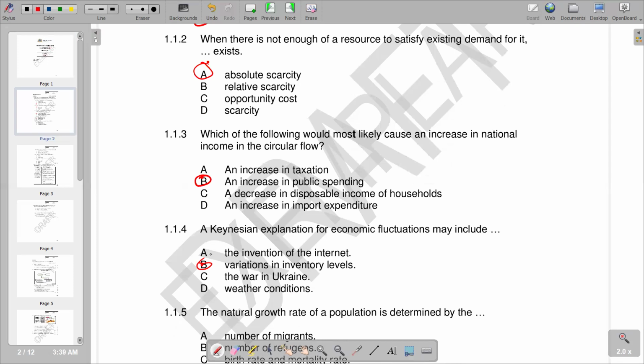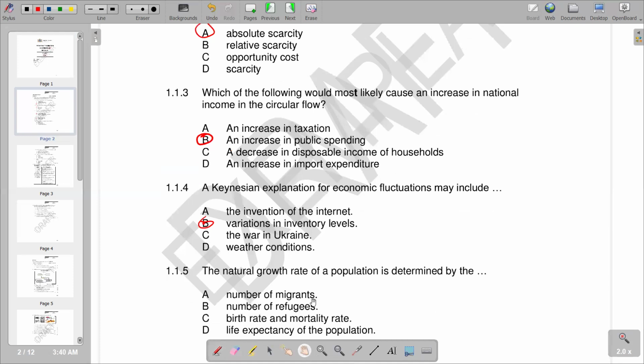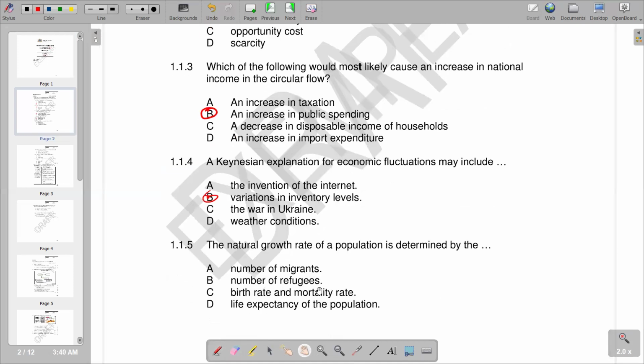Then go on to the next question, which is 1.1.5. The natural growth rate of a population is determined by the dash. A, we have the number of migrants. Then B, we have the number of refugees. C, we have birth rate and mortality rate. D, we have life expectancy of the population.